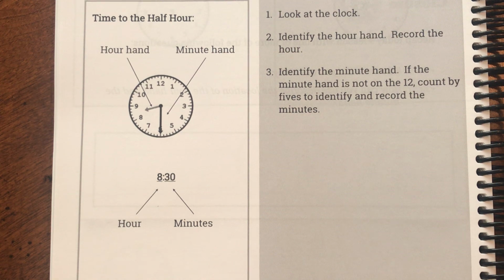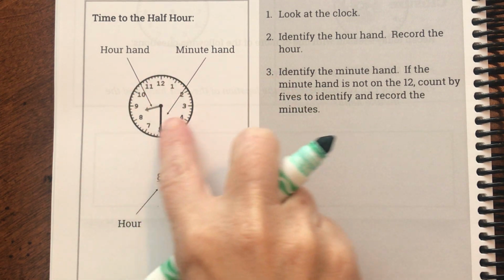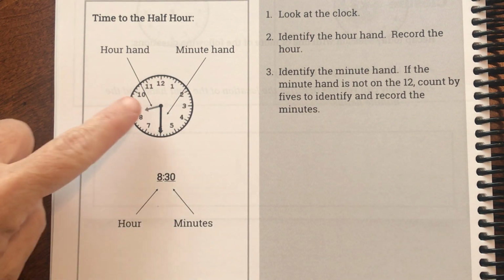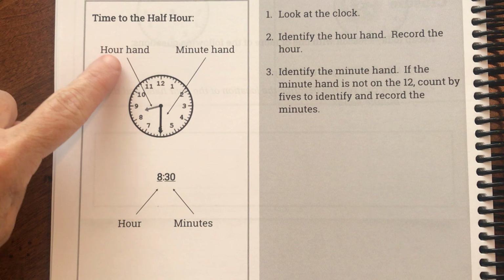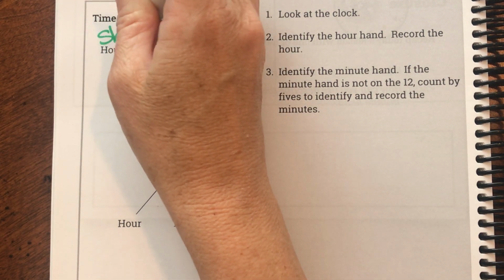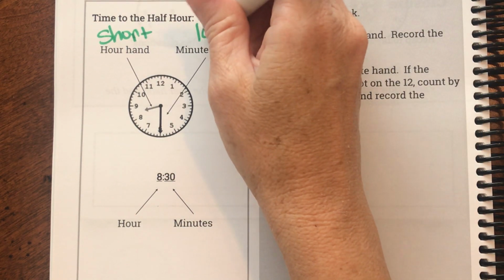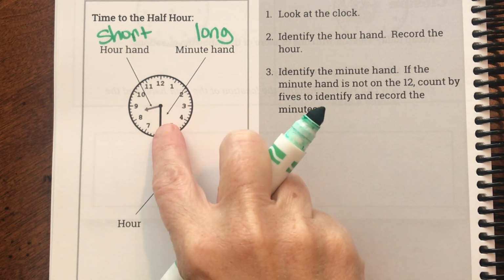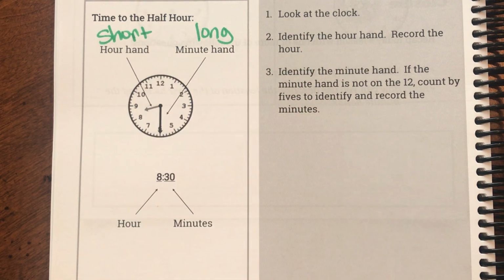So what I see is my analog clock has my circle round face, and I see my two hands. I see my short hour hand. Let's write our word short. And I see my long minute hand. But what I see that looks a little bit different is we've been seeing our minute hand always on the 12, and now my minute hand is on the 6. So we call this a half hour.